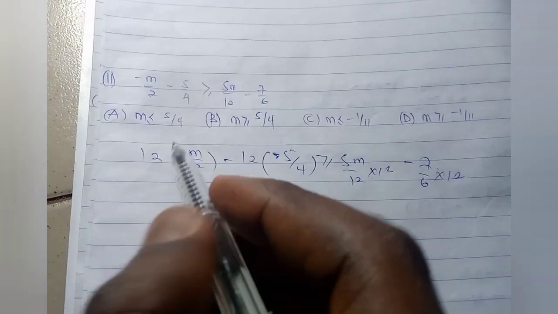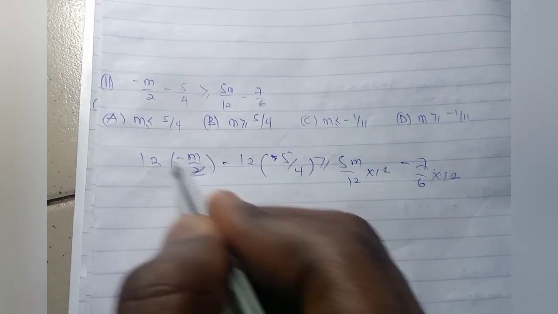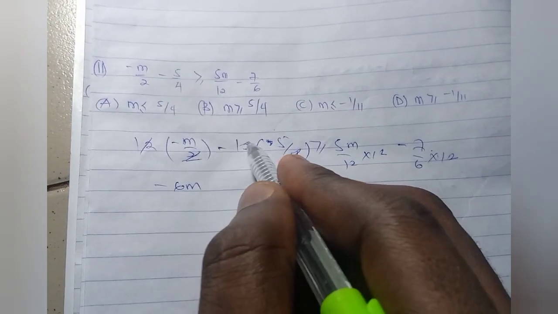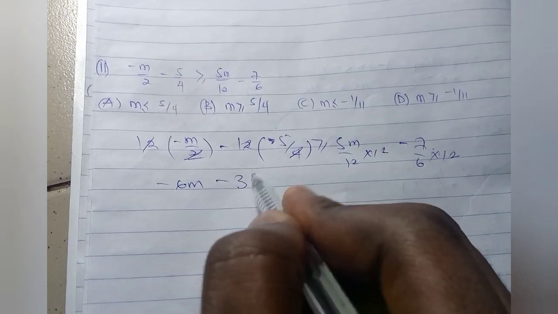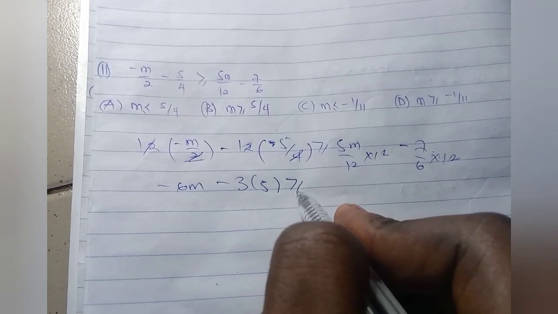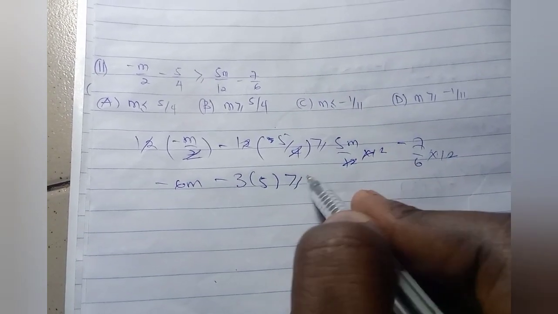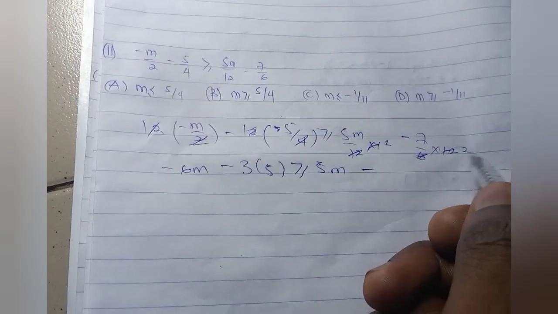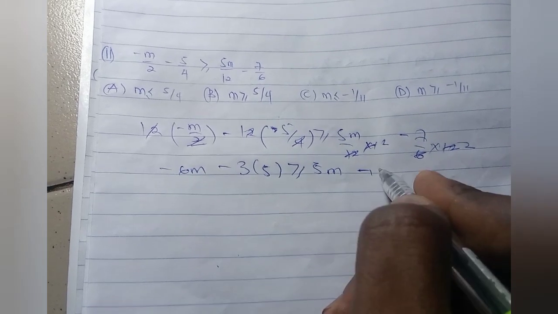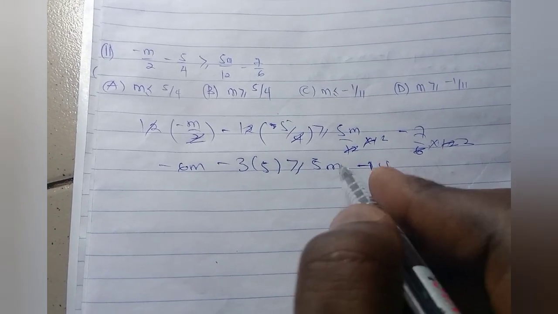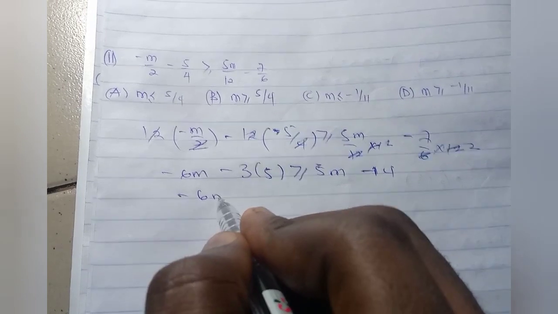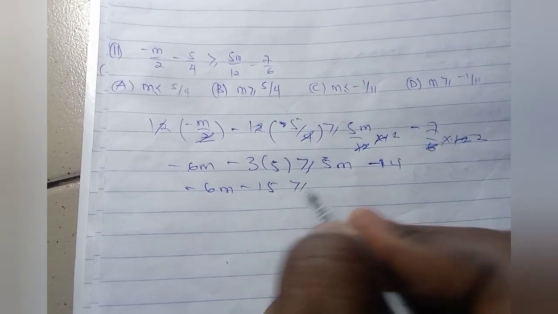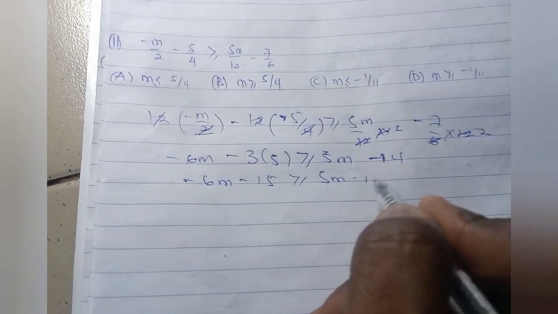This is very easy. No need to solve it because I'm sure you can solve it on your own. -m, 4 cancels this 3 times, -3 times 5, gets 1 equals to 0. 5m minus 6, you cancel 12 twice, 7 times 2 is 14. Now grouping like terms, -6m. Let's simplify, minus 14.